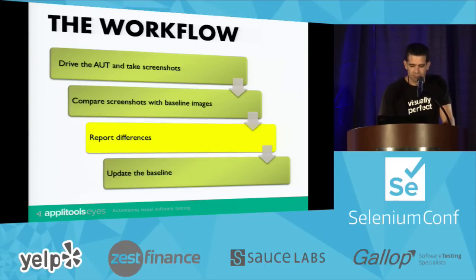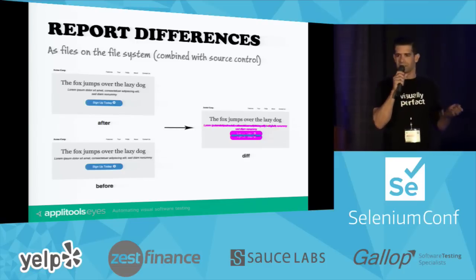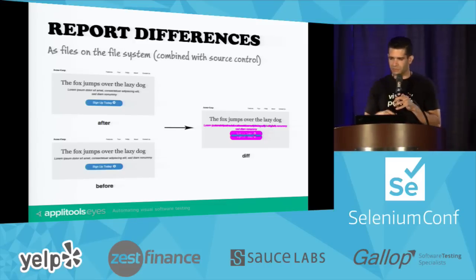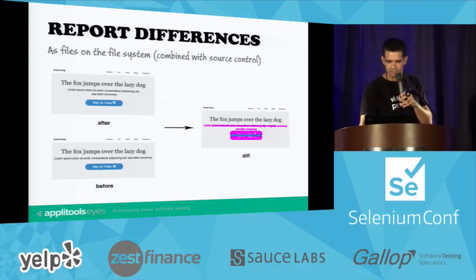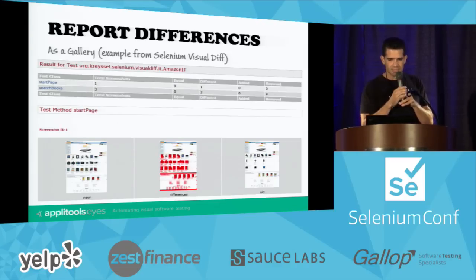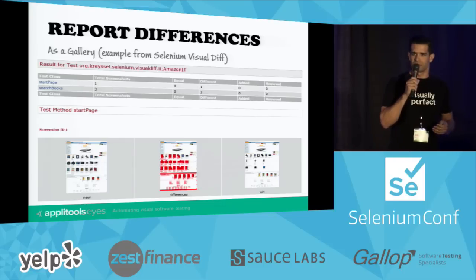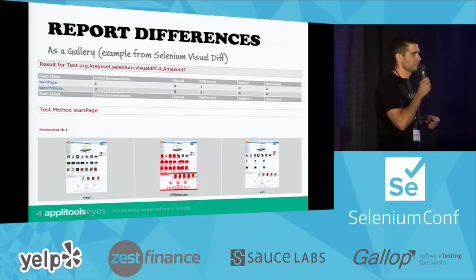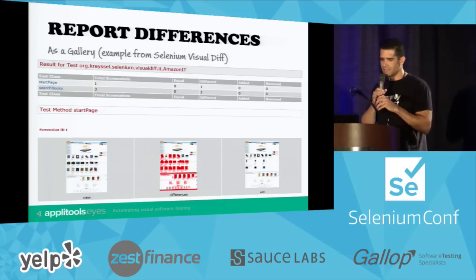Next, we move to the third step, where we actually want to report the differences. The majority of tools will report the differences by means of image files on the file system, just like we saw with WebDriver CSS. So you'll have the baseline image, the regression image, and the diff image there. Other tools like Selenium Visual Diff will go one step further and provide you with some kind of nicer report. It shows you all the tests that ran, number of failed validation points, etc. And it will also show you a gallery with thumbnails of the screenshots, and that indicates the failures.